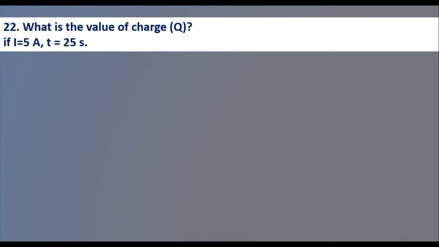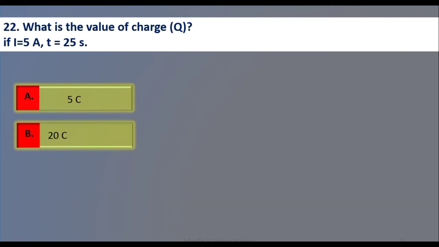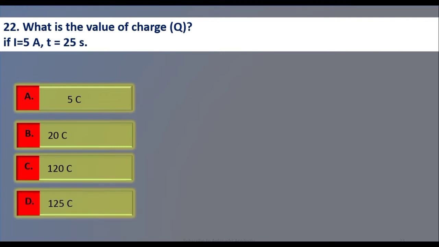What is the value of charge Q? That is, if I is equal to 5 ampere and T is equal to 25 seconds. As we know, I is equal to Q by T, we have to find the value of Q. Therefore, Q is equal to I into T, that is 5 into 25, that is 125 Coulomb is the charge. Therefore, option D is the right answer.